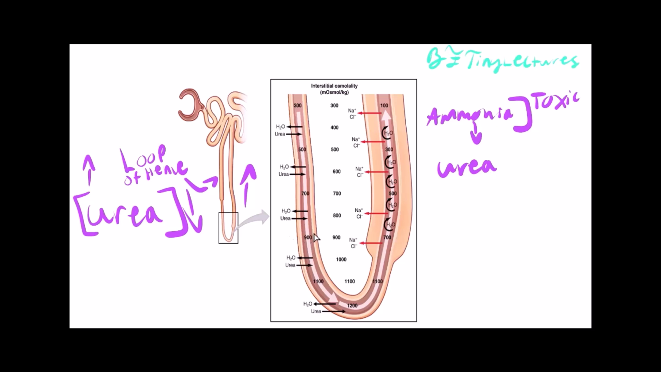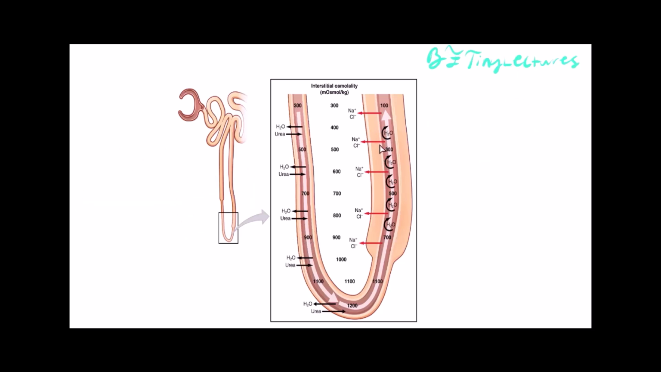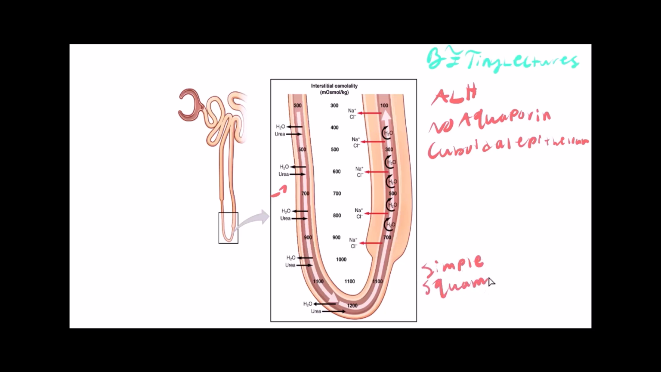because urea keeps going into the descending loop of Henle. On the right portion, the ascending loop of Henle, we will notice that there is no water leaving. The reason why is because there are no aquaporins. And this portion of the loop is made from cuboidal epithelium. So cuboidal epithelium. This portion right here is made from squamous epithelium. So that is just simple squamous epithelium.